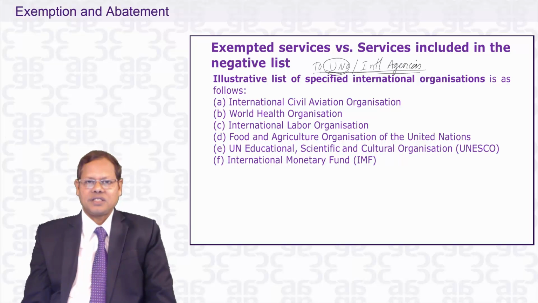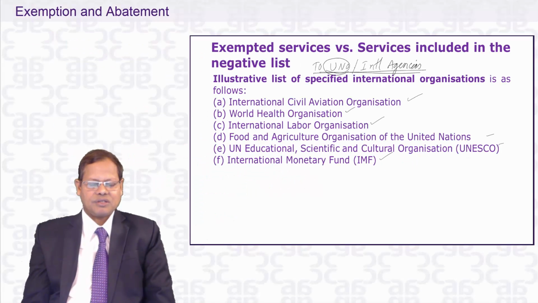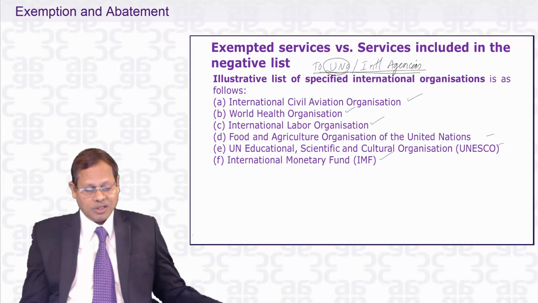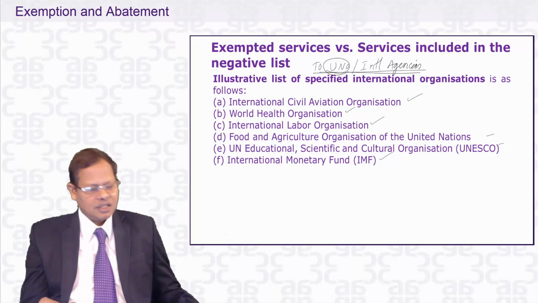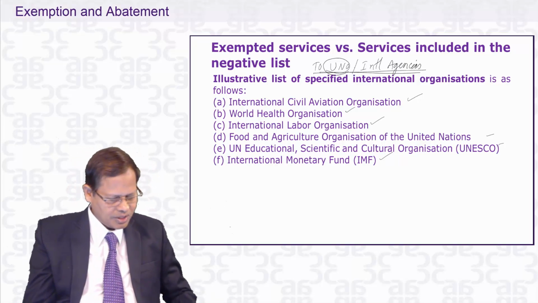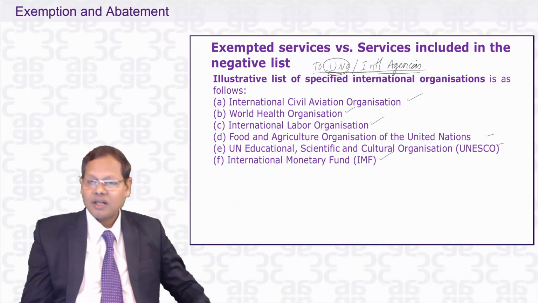And specified international agencies, just like the World Bank, the World Health Organization. They have given a list: International Civil Aviation Organization, International Labour Organization, Food and Agriculture Organization of the United Nations, UNESCO, IMF, IBRD. Like that they have given a list. This is only an illustrative list, not complete. But should you go through the entire list? That's a big question. Specified international organizations, let me spend some time. They have given the list, and the list is very long.